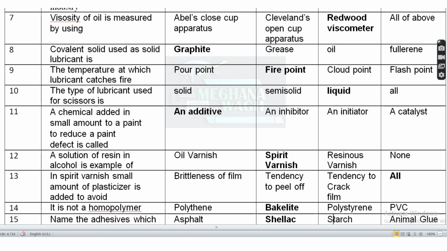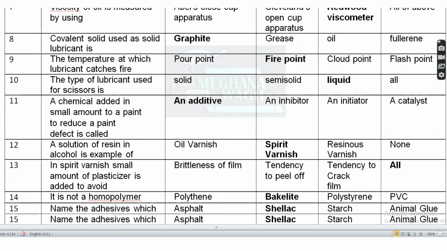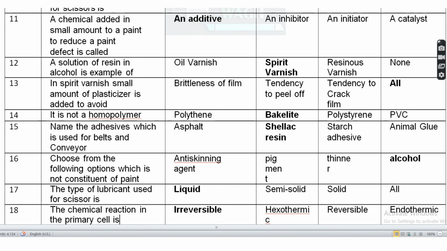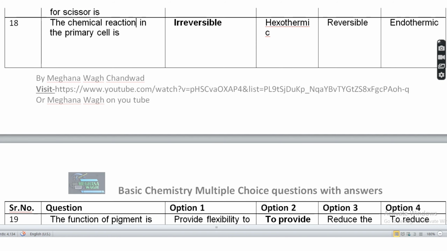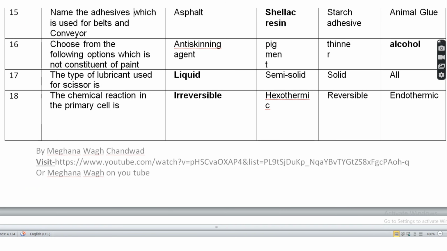Which is not a homopolymer: polythene, bakelite, polystyrene, PVC? Bakelite is the copolymer. Polythene, polystyrene and PVC are the homopolymers. Then question number 15: name the adhesive which is used for belts and conveyors. Shellac resin is the adhesive which is used for belts and conveyors.